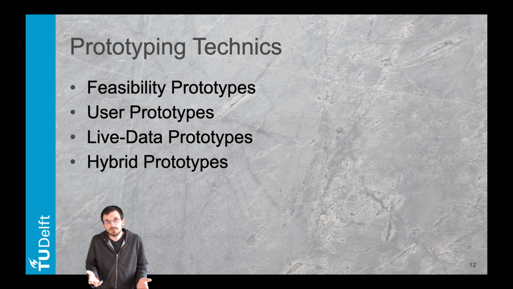And then we have hybrid prototypes. You might find yourself combining several of the three prototypes that I just presented. An example would be a Wizard of Oz prototype that enables you to better understand user interaction and at the same time collect live data.